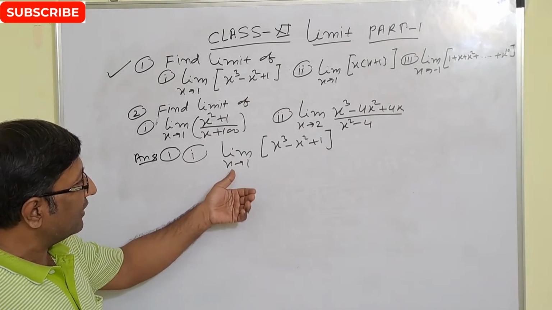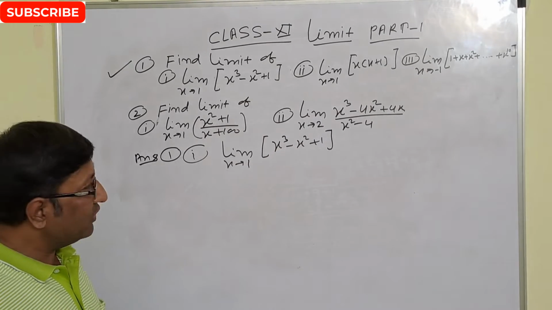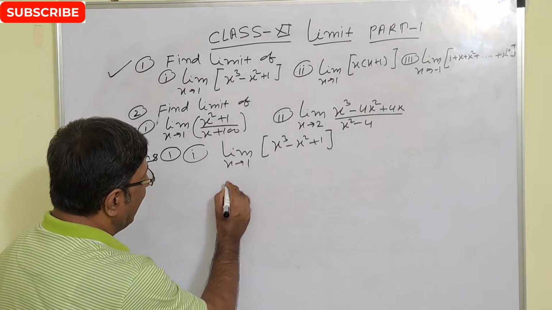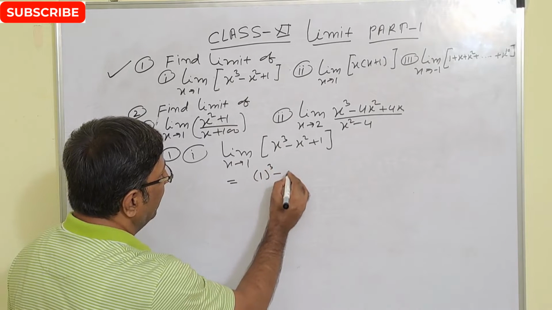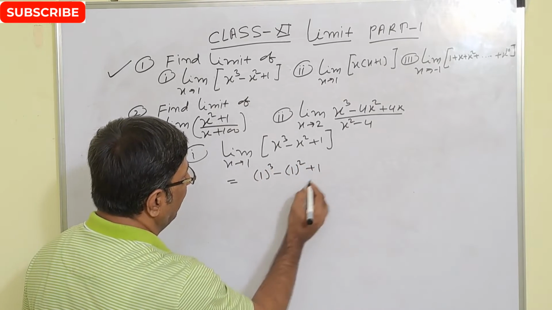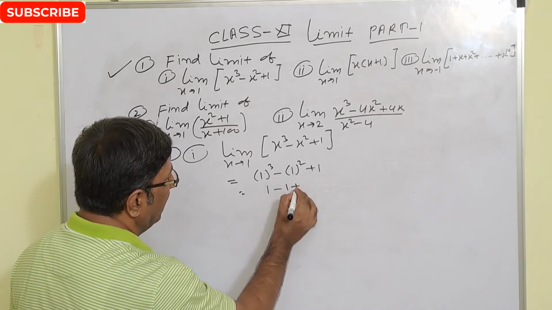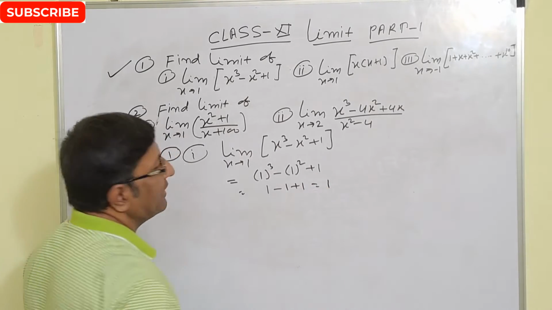So limit x tends to 1, x cube minus x square plus 1. So just put the value of x equal to 1. So correct answer is what? X cube, that is 1 cube, minus x square, that is 1 square, plus 1. So we get 1 cube, 1 minus 1 plus 1. So what is the right answer? 1 is the correct answer.